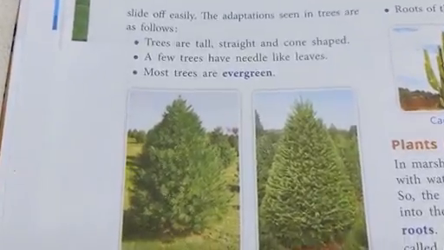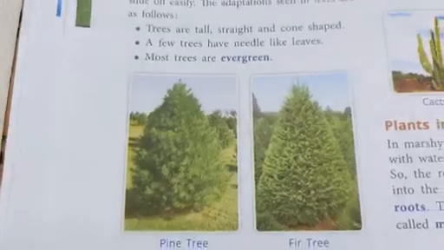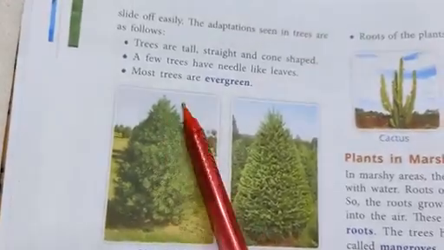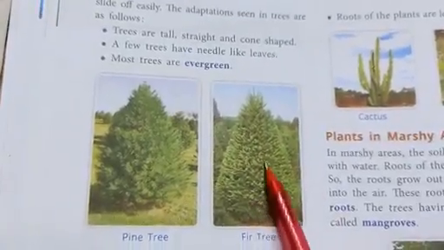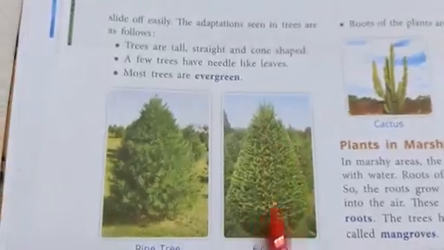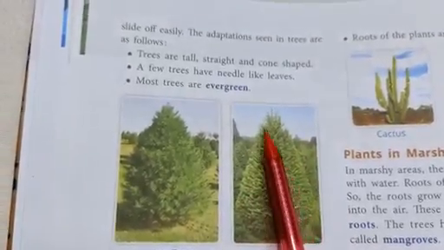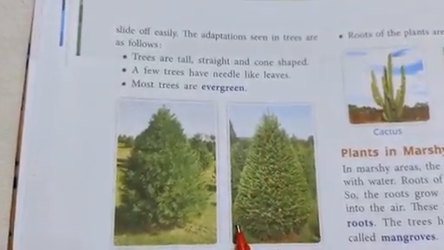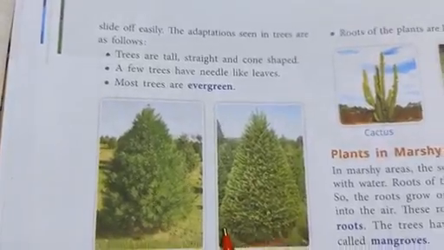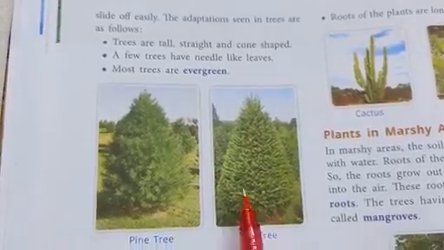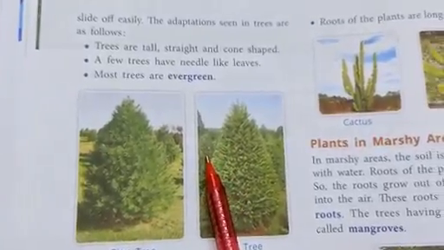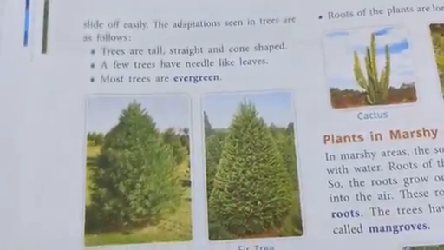Now let us see what the adaptations in such trees are. Trees are tall, straight and cone shaped. They are tall, straight, not bent, and shaped like a cone. A few trees have needle like leaves. The leaves look like needles, they are sharp. Most trees are evergreen, so the trees in the hilly areas are evergreen.